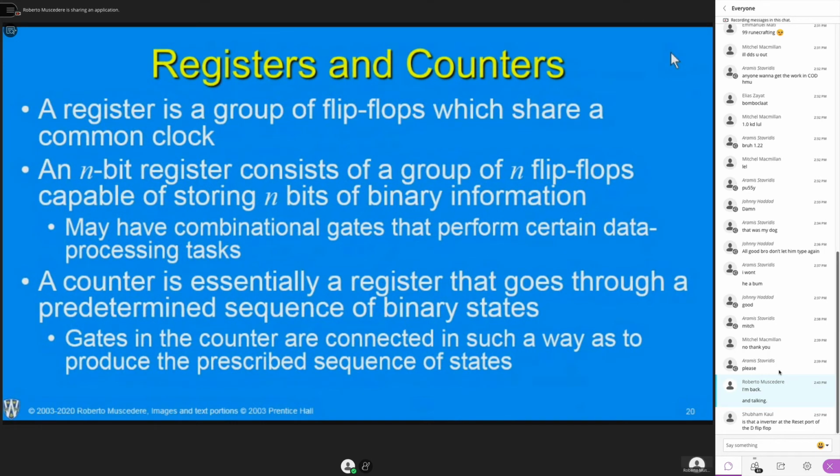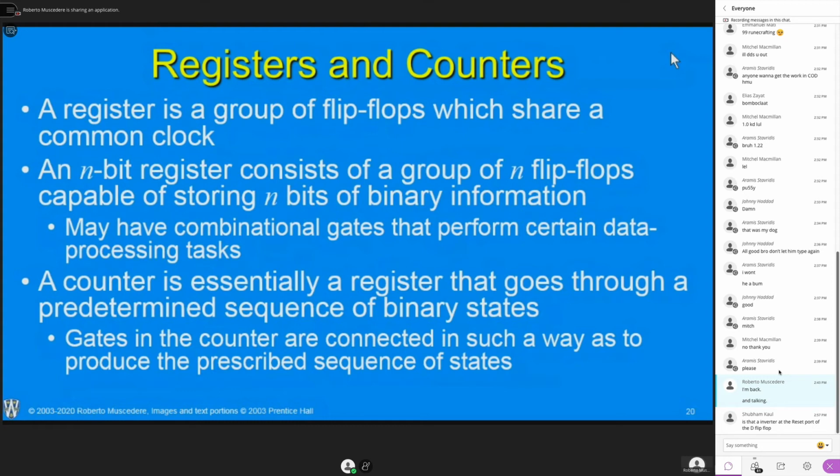So flip-flops are great, obviously. But one flip-flop doesn't do very much, so we have to group them together. And when we start grouping them together, we call them registers. A register is basically a group of flip-flops which share a common clock. For our purposes, we're always going to be using a common clock for all of our designs. It just simplifies the design. Of course, higher-end digital design can do things with different clocks, but you have to be extremely careful on how it's done.